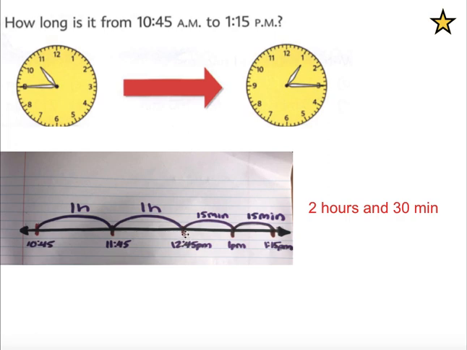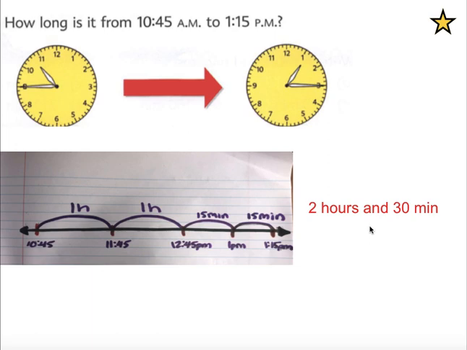Now, for those who realize that 12:45 to 1:15 is 30 minutes, you could just jump the 30. It's up to you. But I liked to break it down this way. It was easier for me. So here, when I add my hours and my minutes, I have 2 hours and 30 minutes.